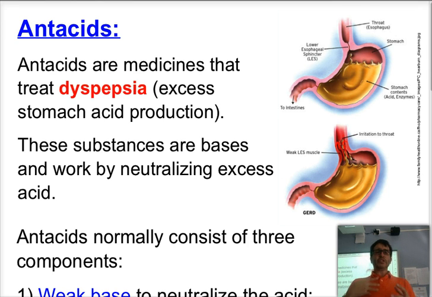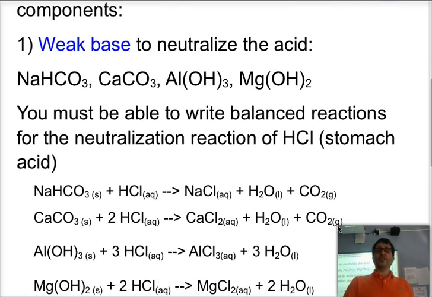All right. So how do antacids work? They're going to neutralize that acid. So you're going to have 3 different components. The first component is very obvious. You're going to have a weak base.